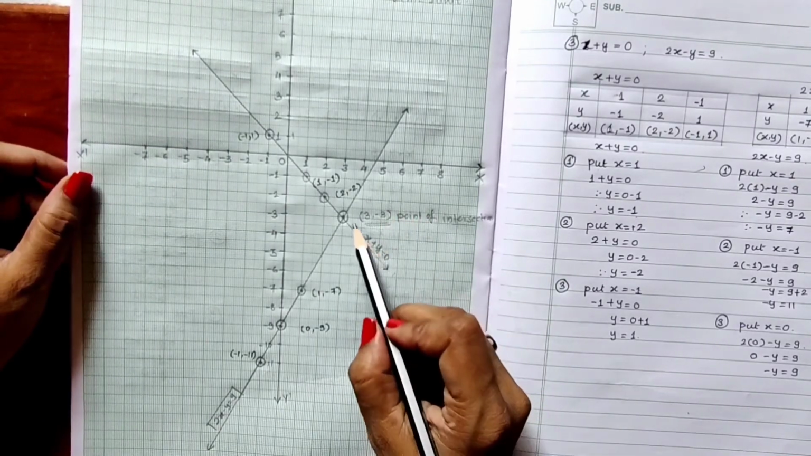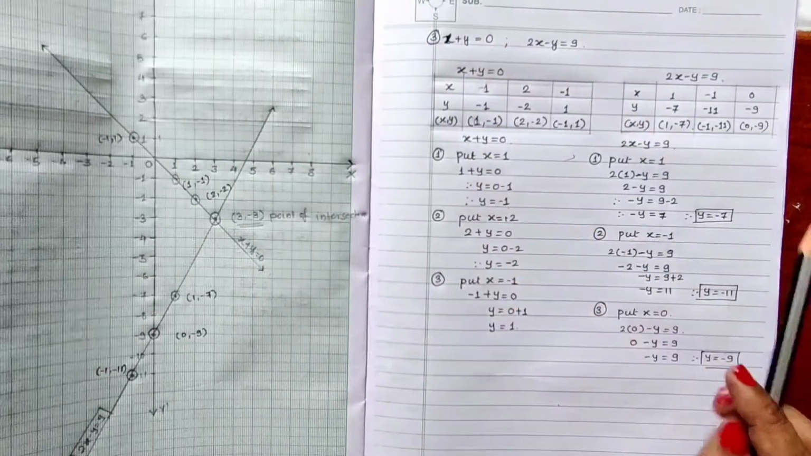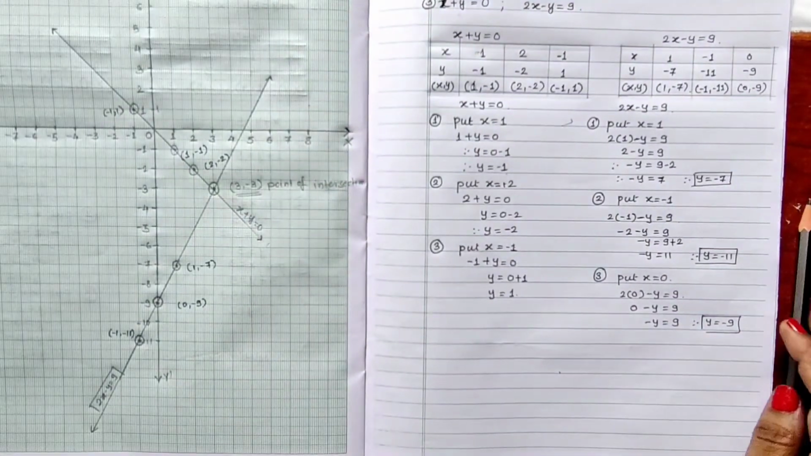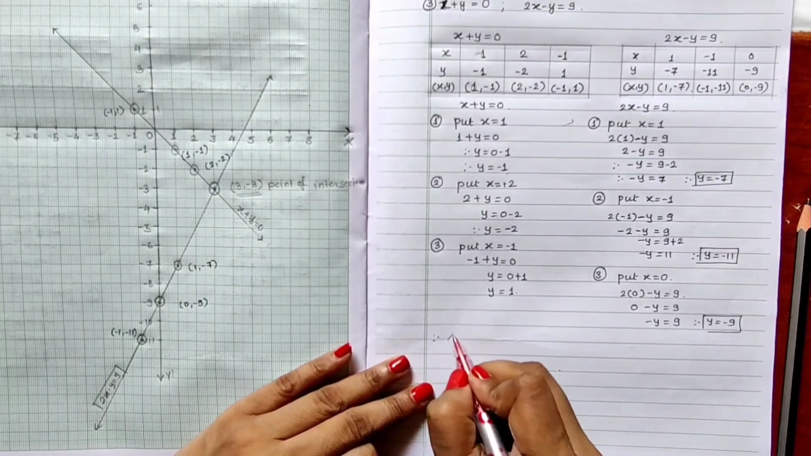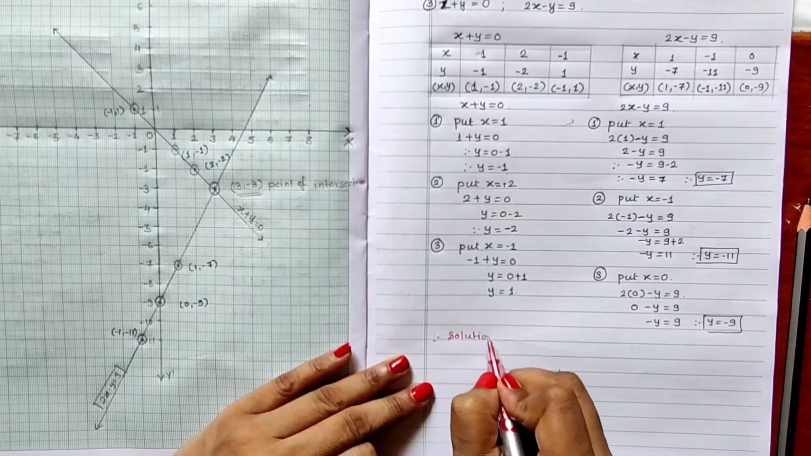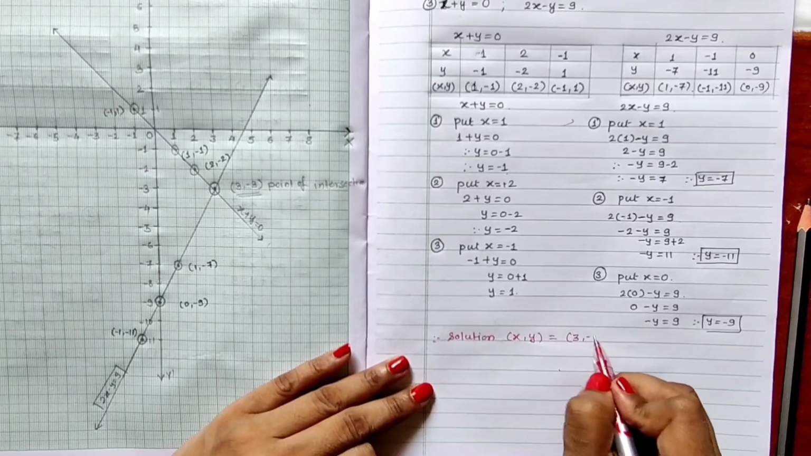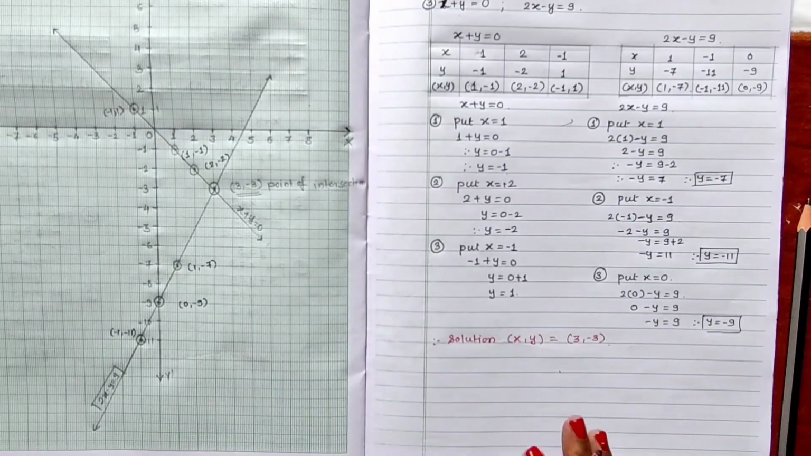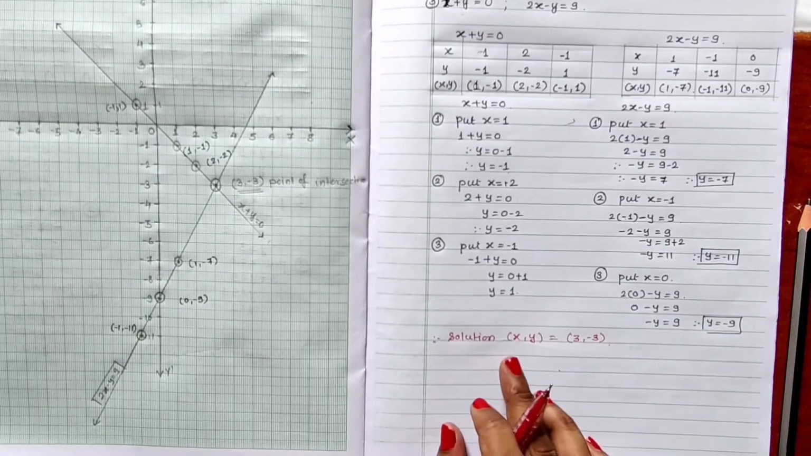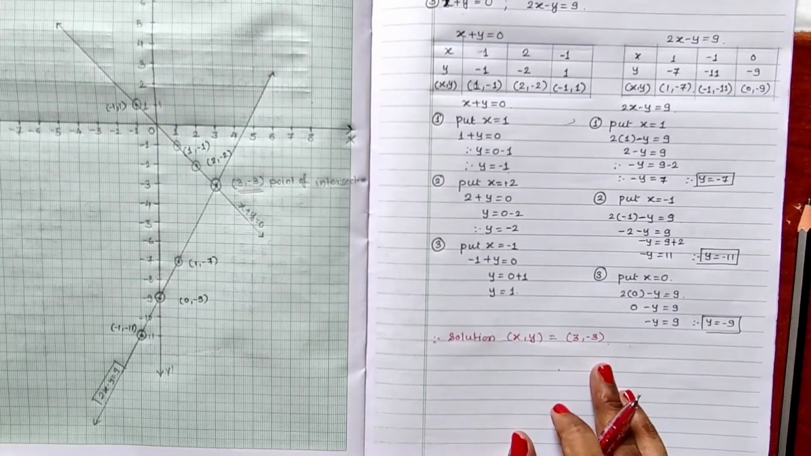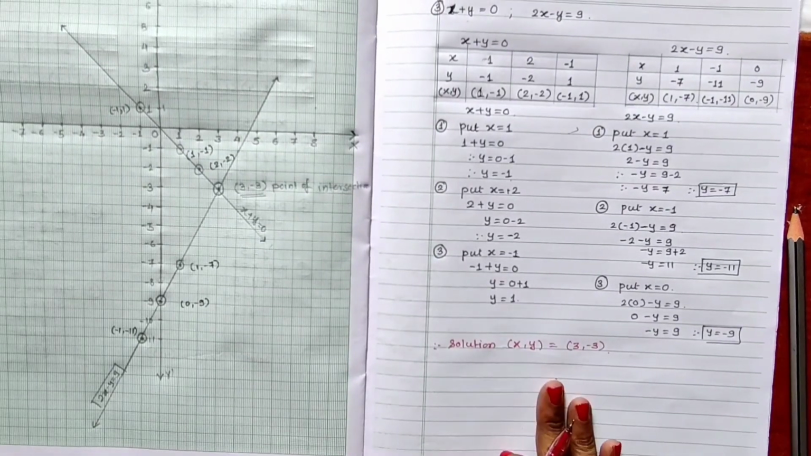Therefore, what is the solution? x is equal to 3 and y is equal to minus 3 is the solution of these 2 equations. So here we can write the solution. Therefore, solution (x, y) is equal to (3, minus 3). So in this way, in short also you can write the solution, or otherwise you can write x is equal to 3 and y is equal to minus 3 is the solution of the given equations. That is up to you, but writing the solution is very important.